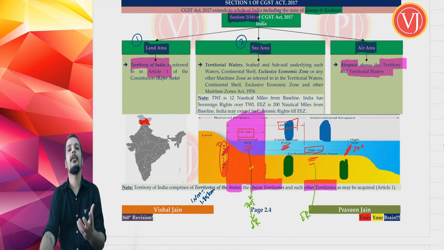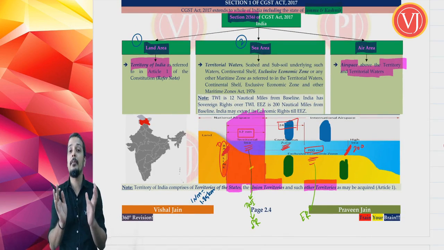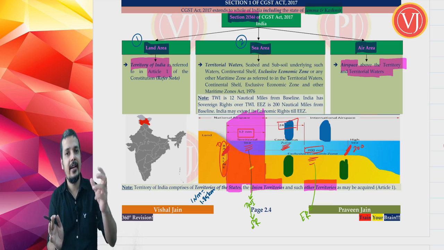So my friends, I presume that now you are very clear with the understanding of the term India, right? Where did the understanding come from?